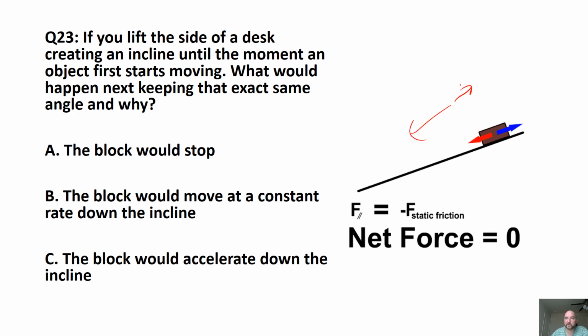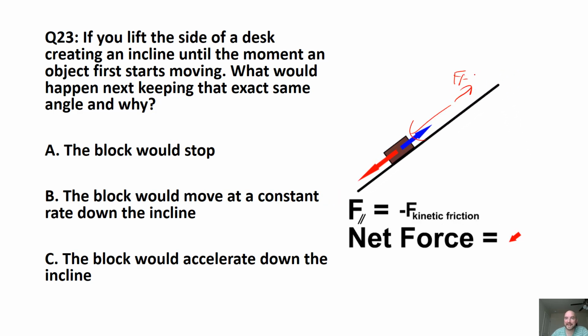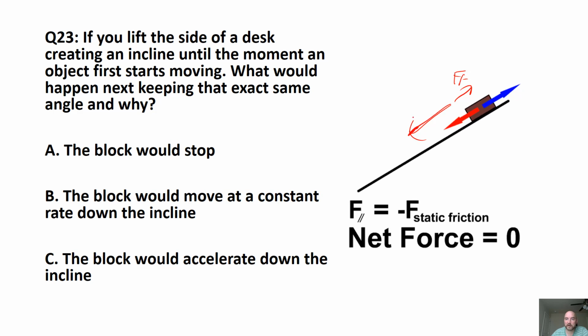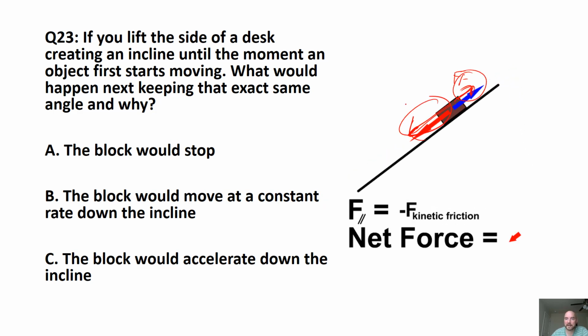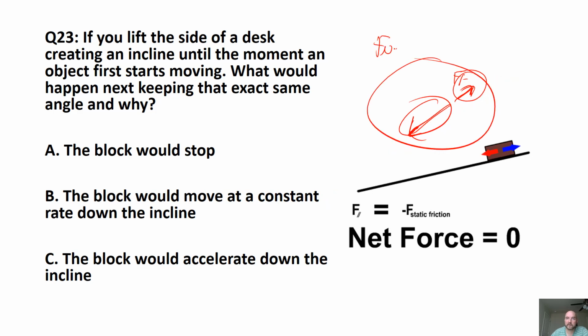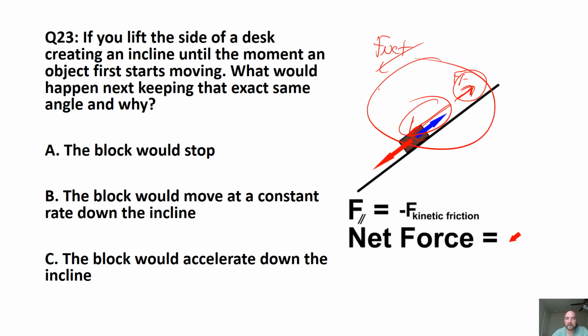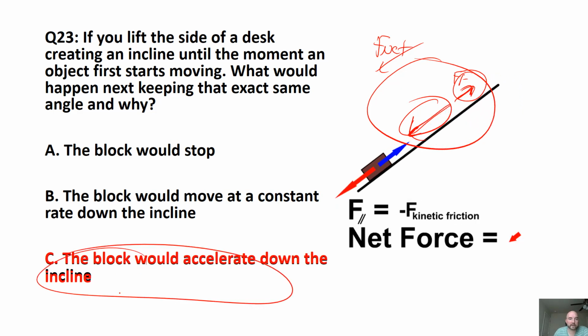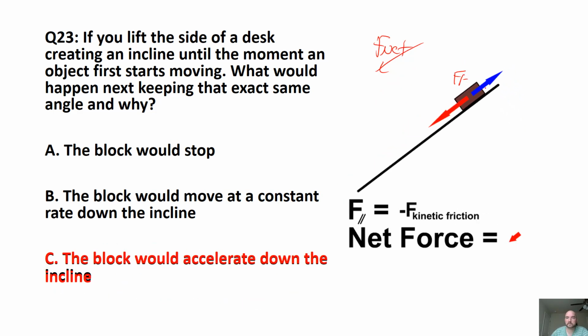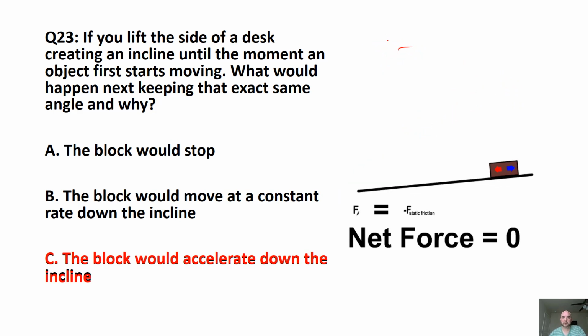But the force uphill, the force of friction, is now going to be kinetic. So this is what was required to break the static friction. This is the kinetic friction, which is going to be less than that, so therefore the net force is going to be downhill, and you're going to have an acceleration as a result. So the block would accelerate down the incline. And that's it.